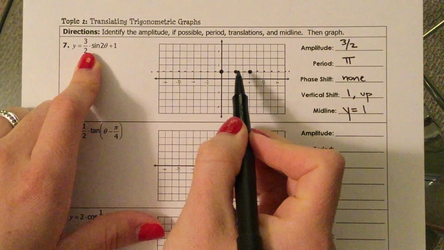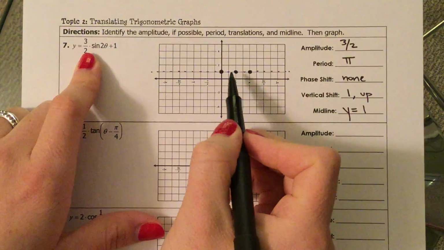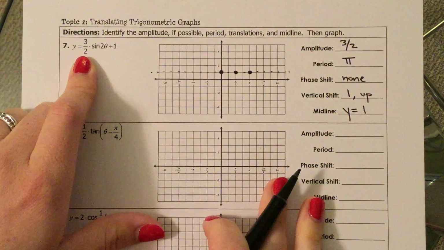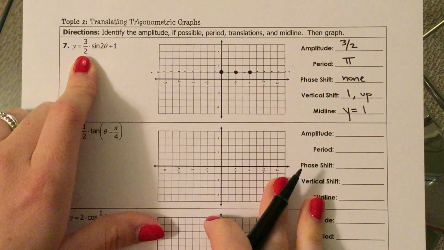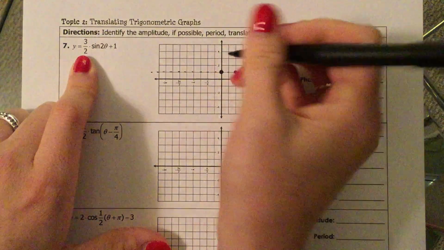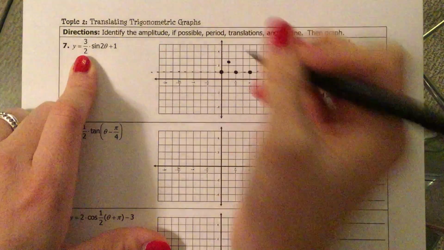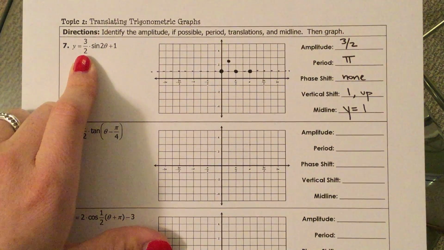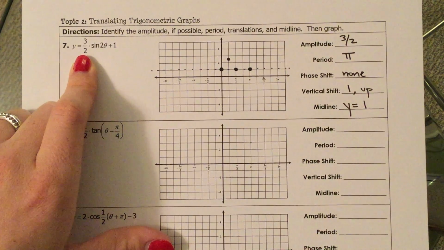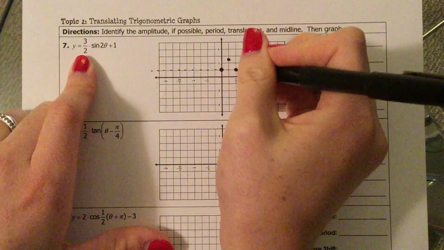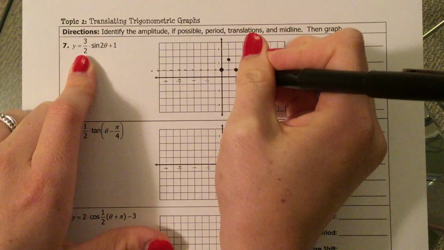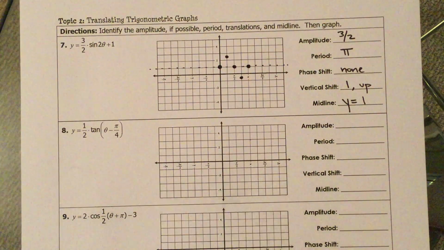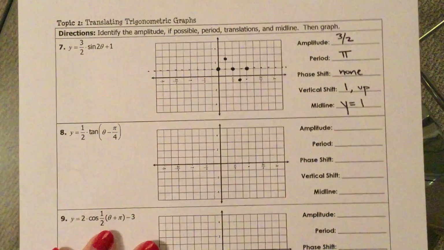We want to do the quarter points as well. So a quarter of the way through, and 3/4 of the way through. A quarter of the way through, we go up to the high point. So that would be 3/2 of a unit up, or 1.5 units up from the midline. Remember, it's no longer an actual value of 3/2, but it's 3/2 higher than wherever the midline is. And then 3/4 of the way through, it is 3/2 of a unit down. So that's one cycle.